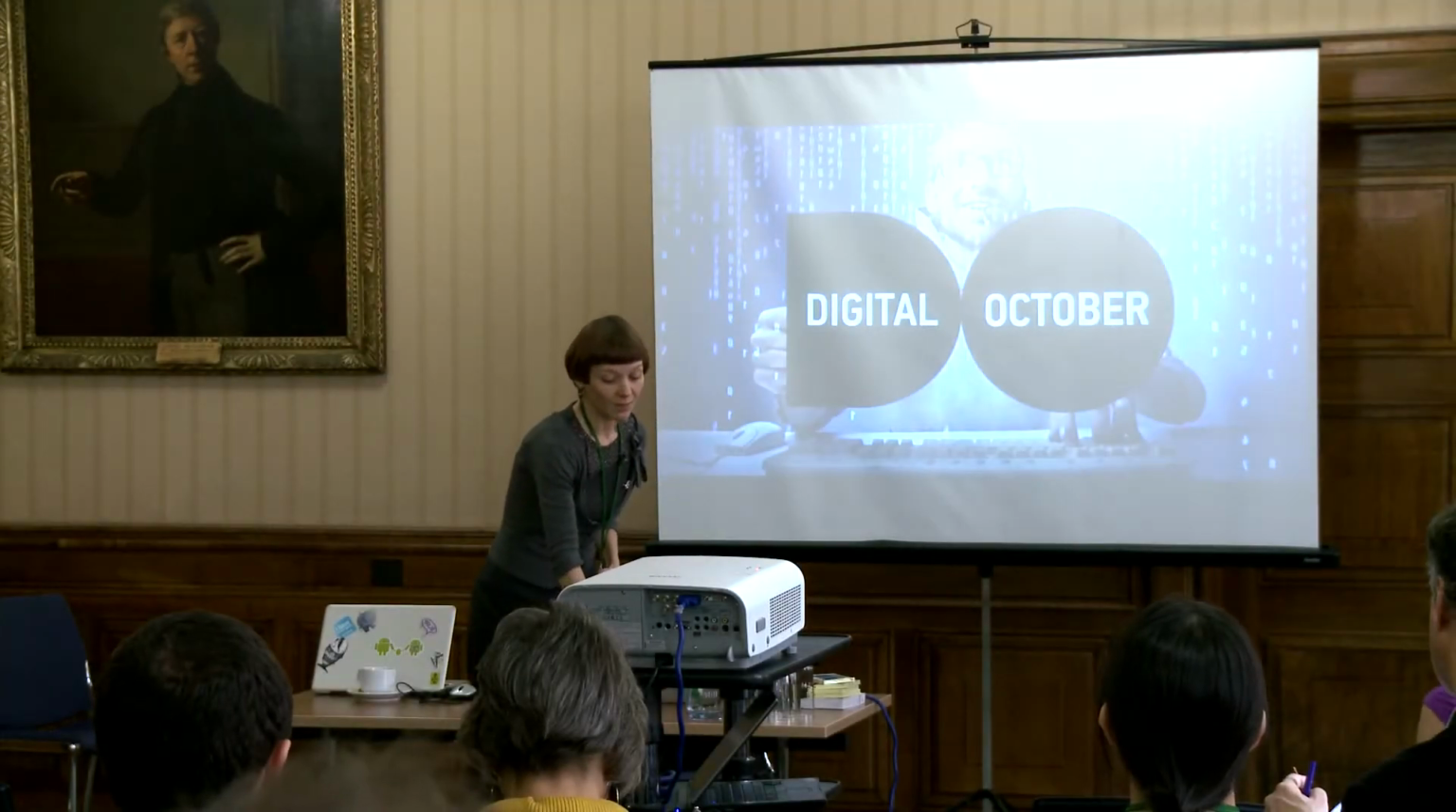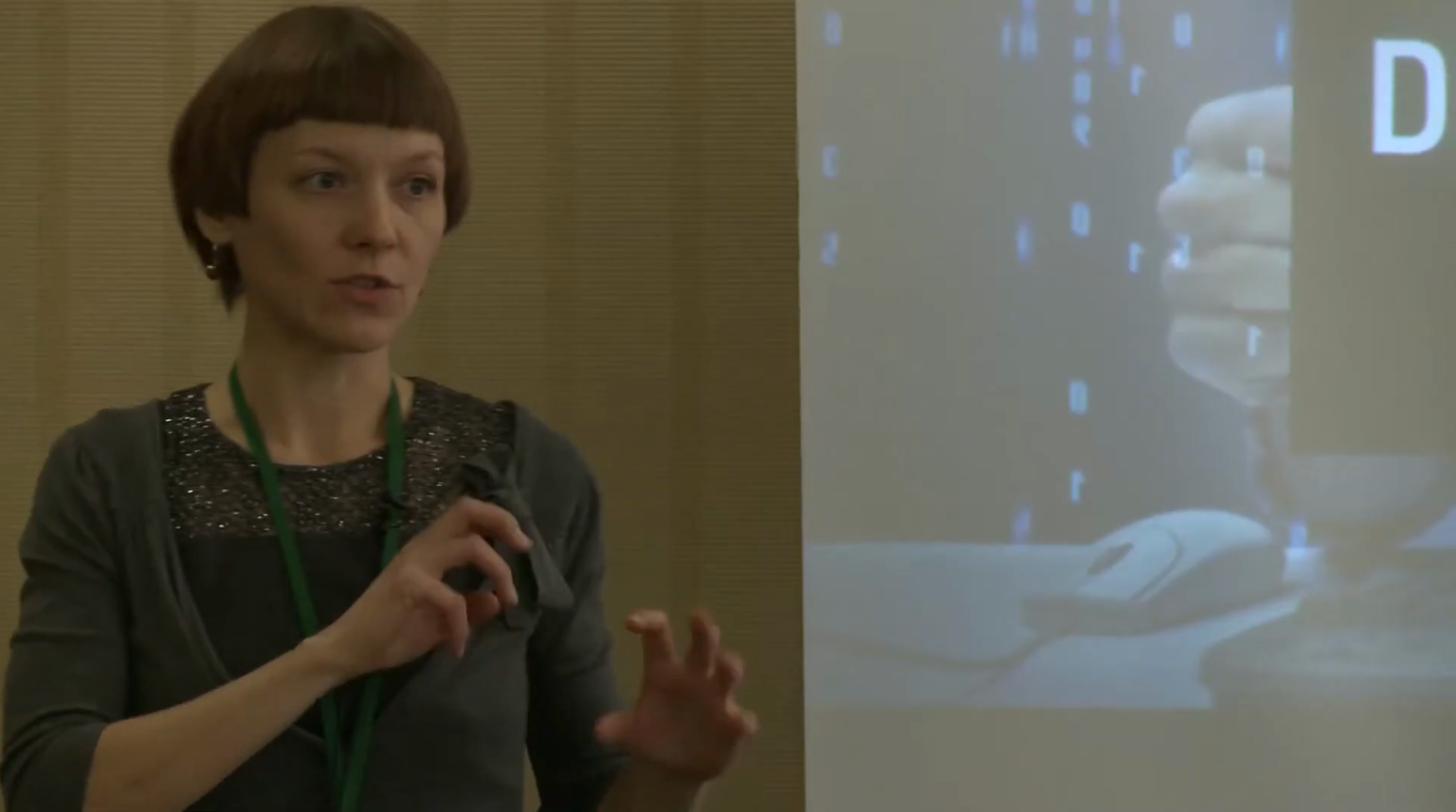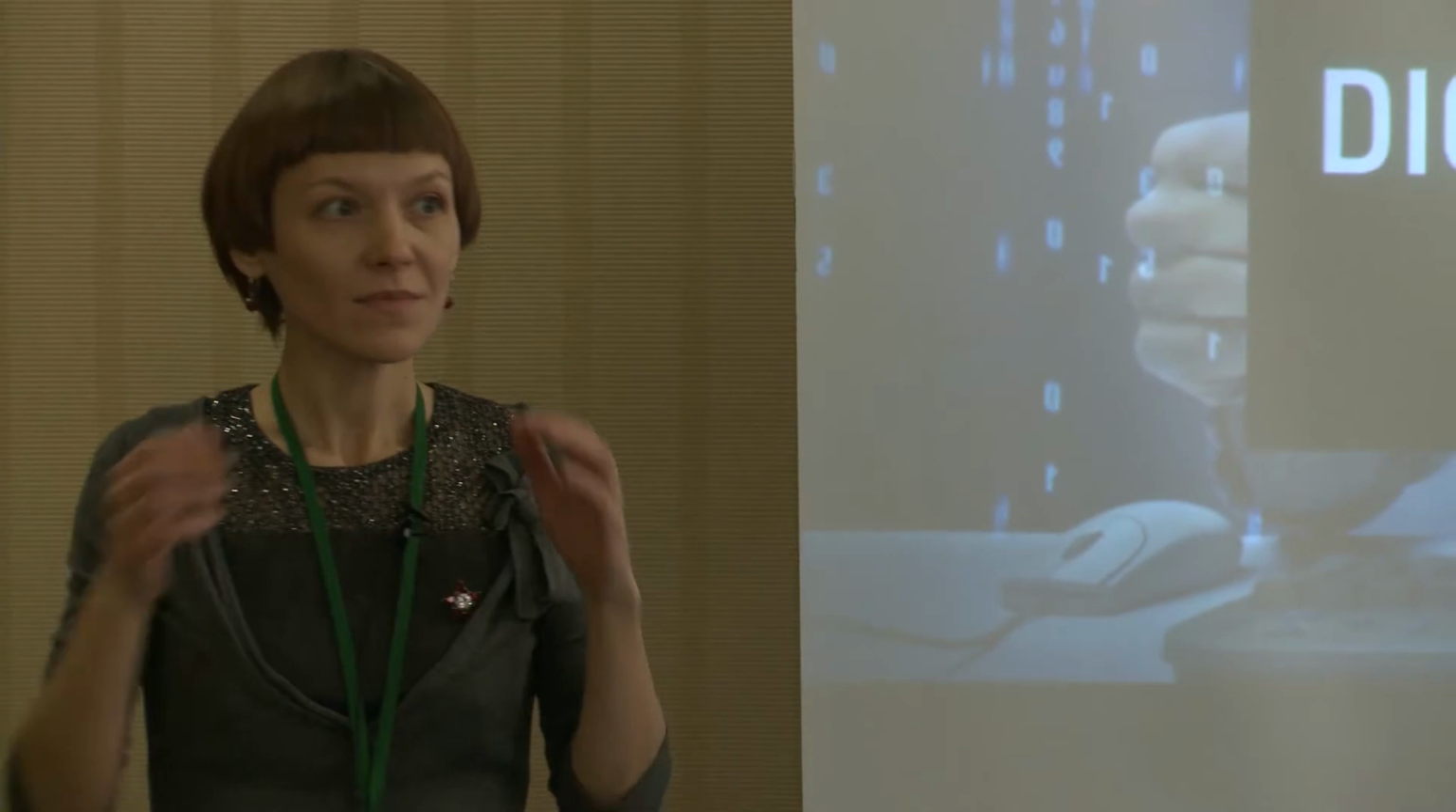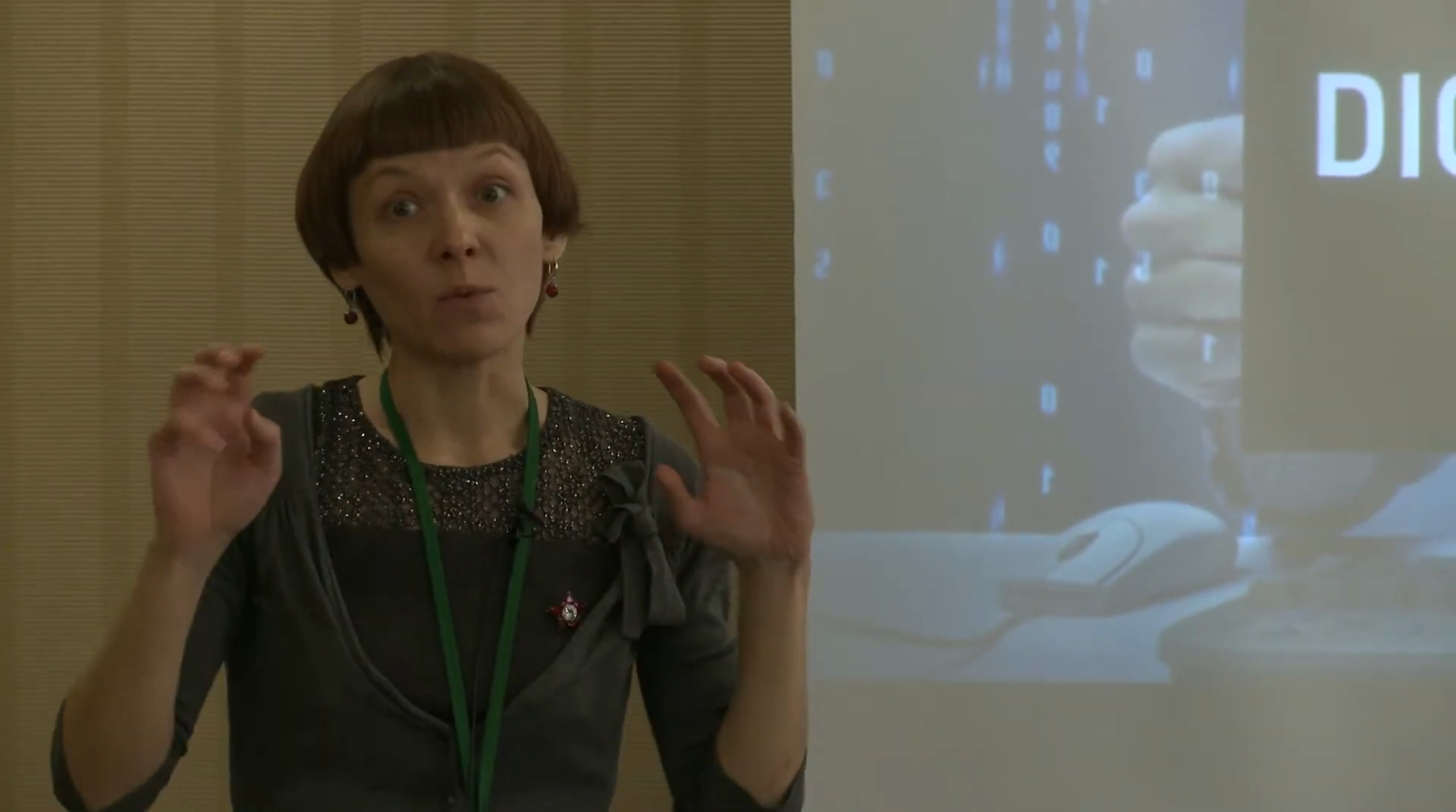So, Digital October, just to make it short, what it is. There was a chocolate factory called Red October. And that building is right across from the Kremlin, a huge red brick building.